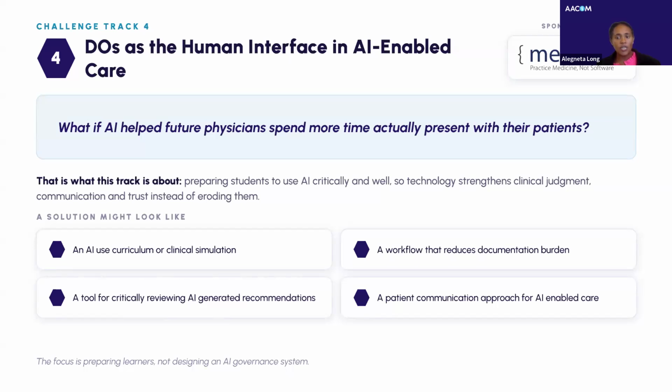The skill we want students to have is truly critical appraisal of AI output. So this track is about preparing learners. It's not asking you to write an AI governance policy or anything like that, although you may choose to do that.